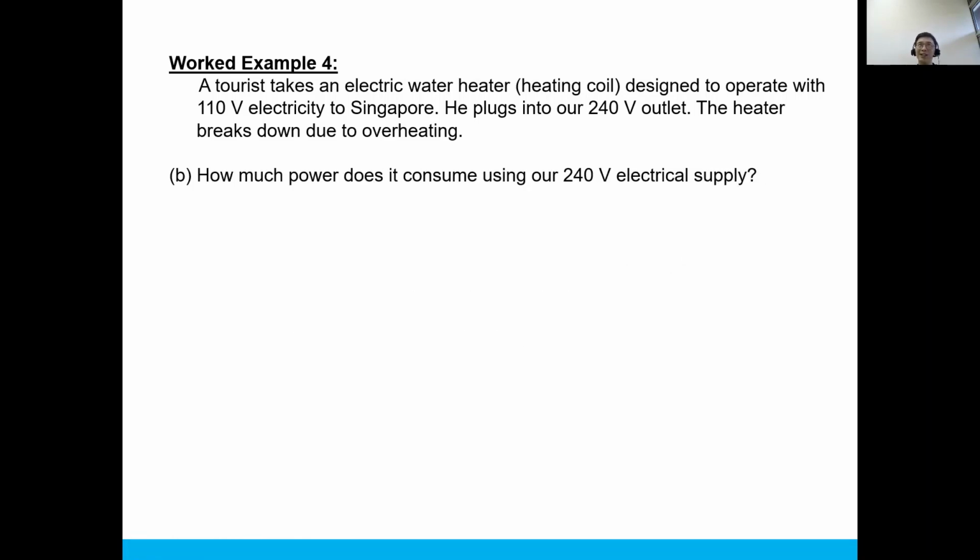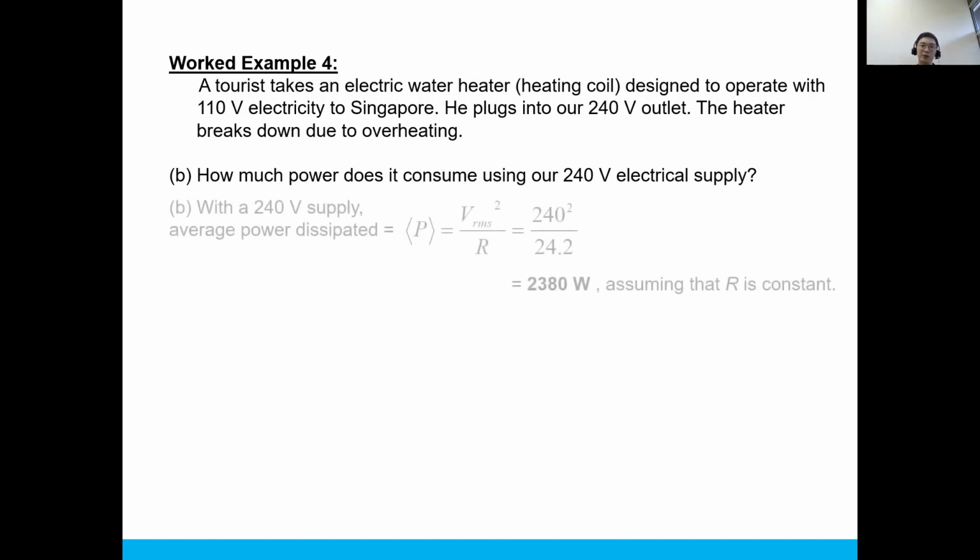Next, if you plug that in to our 240 volts supply, you realize this. P equals V squared over R. I sub in 240 squared divided by the resistance that we found in part A. We found the power to be 2380 watts. And if you compare that to the rating of the heater, it is only 500 watts. If you send 2380 watts through a 500 watt device, the likelihood is that it will break down. It's almost 5 times more than what it's designed for.